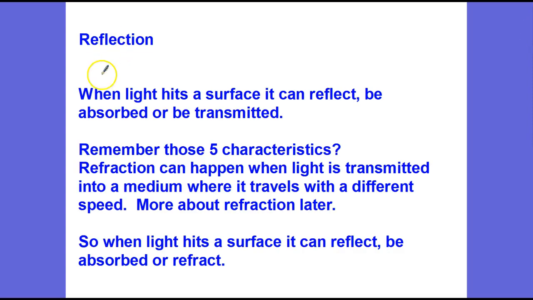When light hits a surface, various things can happen. It can reflect. It can be absorbed by that surface, or it can be transmitted through that surface. And if it's transmitted, it can be refracted if the speed changes. This slide is in here because there are some questions on quizzes and tests about what can happen when it hits a surface. And you need to know that it can reflect, it can be absorbed, or if transmitted, it can refract. Any of those things can happen when light is incident on a surface.